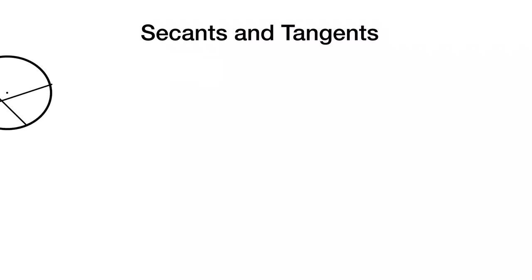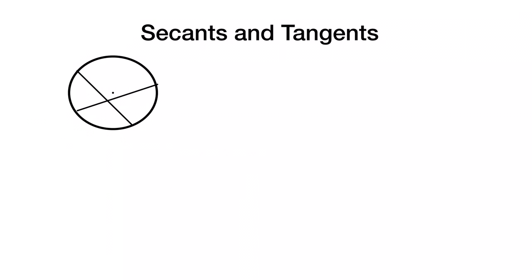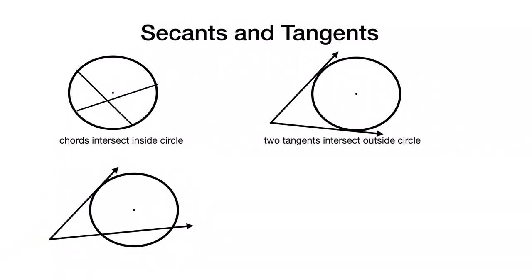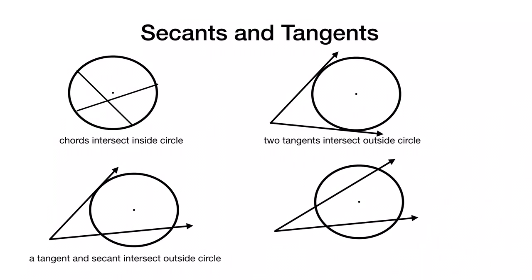Okay, secants can sometimes meet inside a circle, where chords are inside the circle. We can also have two tangents that meet outside the circle, and also we can have a secant and a tangent that meet outside the circle, and finally two secants that meet outside.